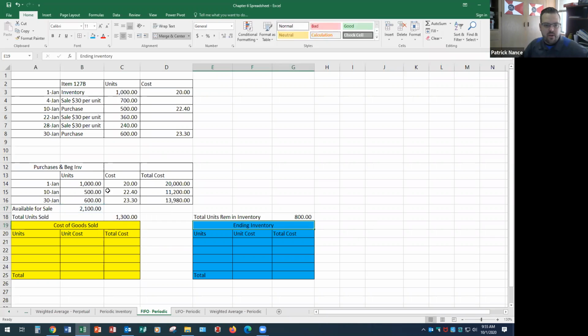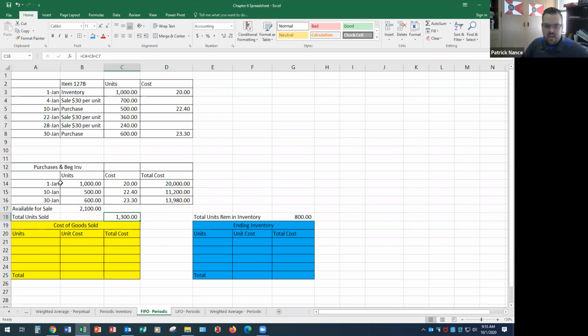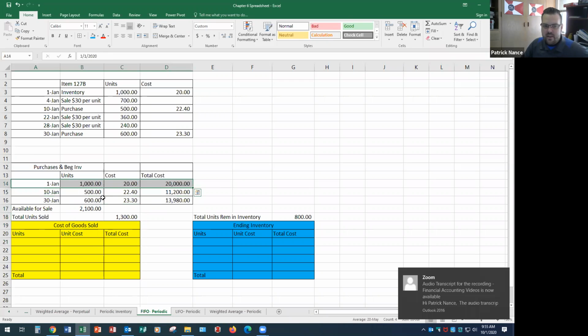800. Now this part I just did doesn't change whether you're using FIFO, LIFO, or weighted average when it comes to the periodic method. Now, since I'm doing FIFO, I want to use the first ones in as the first ones out, so I want to use the oldest first. To total 1,300, I start at the top and start counting down until I get to 1,300 to see how many layers I actually need to use.